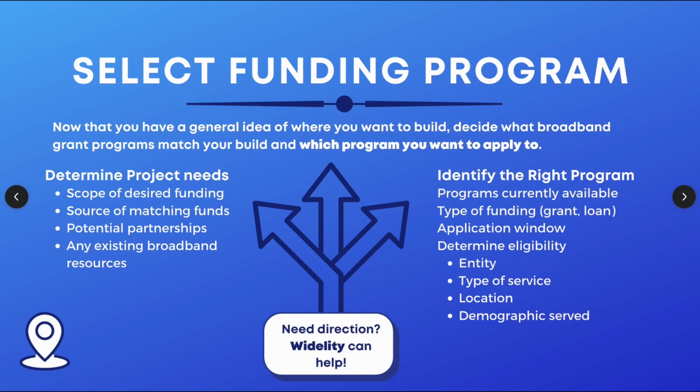Next, you will decide which grant program matches your project and company's needs. To do this, you will need to determine the scope of your funding, how you will source matching funds, any potential partnerships, and any existing broadband resources you may have to utilize in your project. For timing, you will want to know which funding programs are currently available or coming soon, and if you want to apply for a grant or a loan. Widelity is very knowledgeable about all the available broadband funding opportunities and can be your guide to find the right funding program for you.